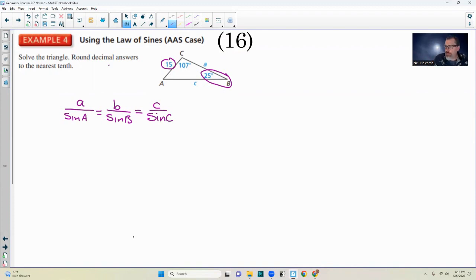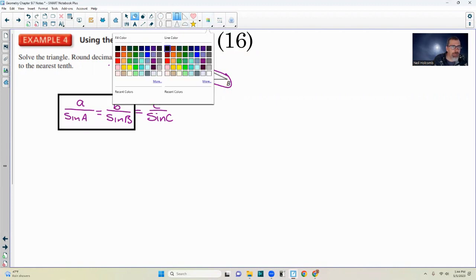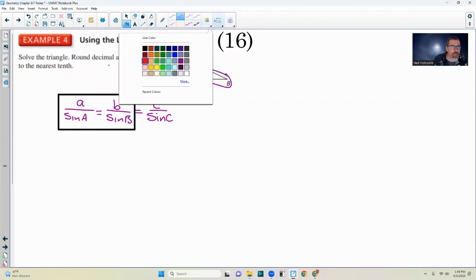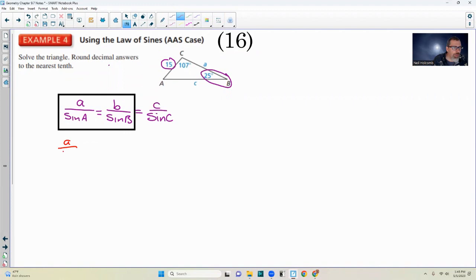Okay, so here we go. We have two equations now, as you can see. I have one here. Where's my square? Rectangle. Let me make a rectangle. We have this ratio right here that I'm going to recopy. Let me do it in red. So I'm going to say a over the sine of A equals b over the sine of B.